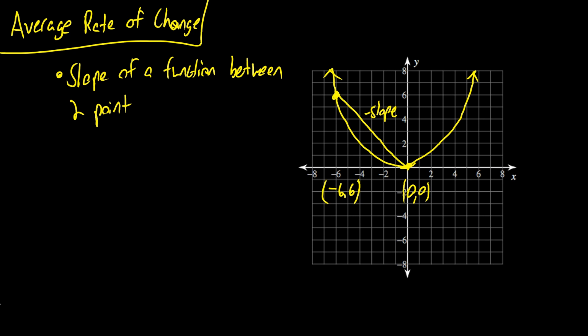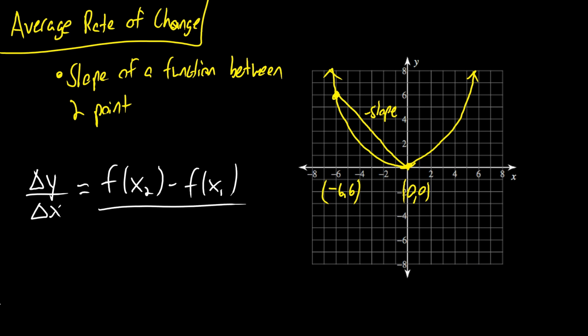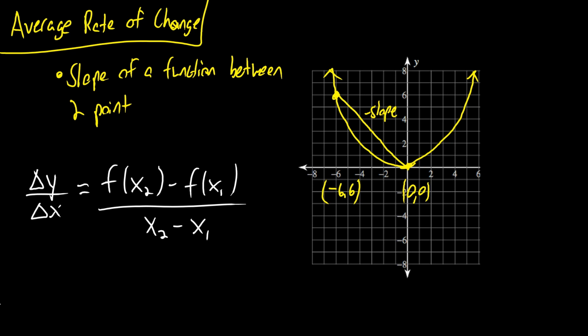But let's get into the actual definition here. So the actual definition is change of y over change of x equals f of x2 minus f of x1 over x2 minus x1. Okay? So you're going to have some type of interval.